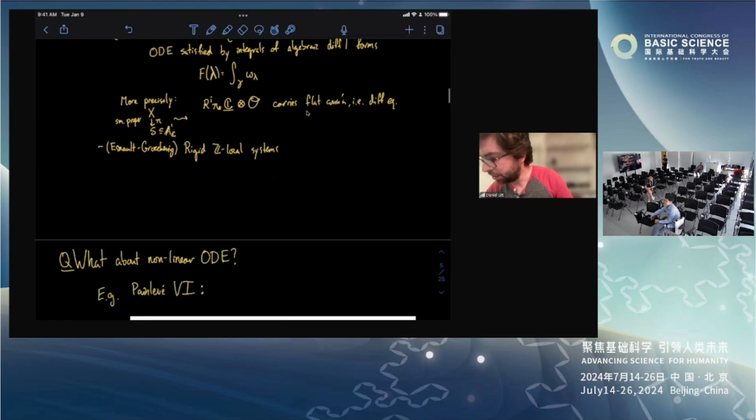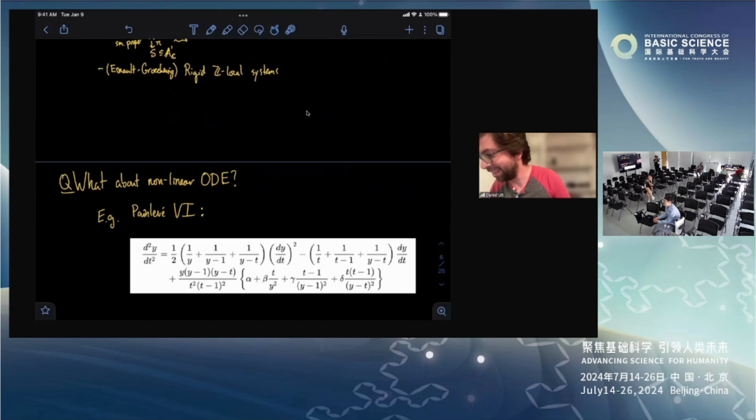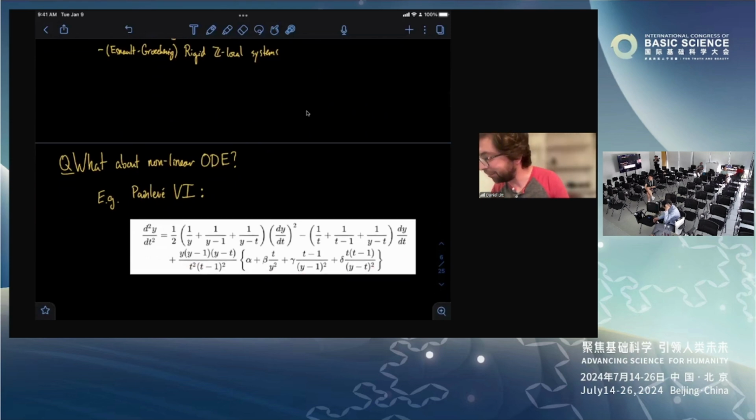Okay, so at the beginning of the talk, I said we want to understand something about algebraic solutions to differential equations, and I didn't say linear differential equations. So what about nonlinear differential equations? Let me give you an example of a nonlinear ODE whose algebraic solutions you might be interested in. This is the Painlevé VI equation.